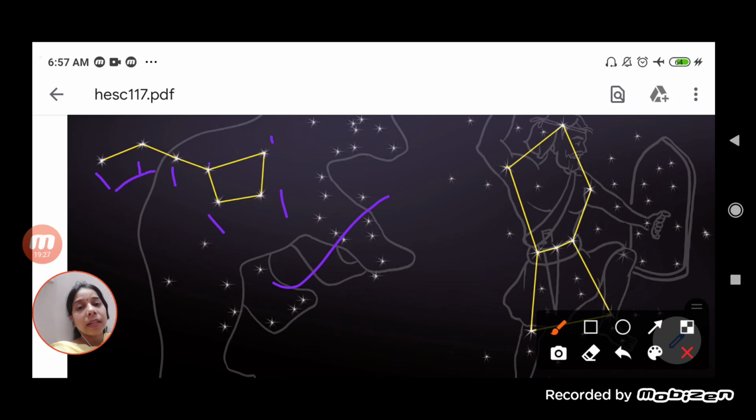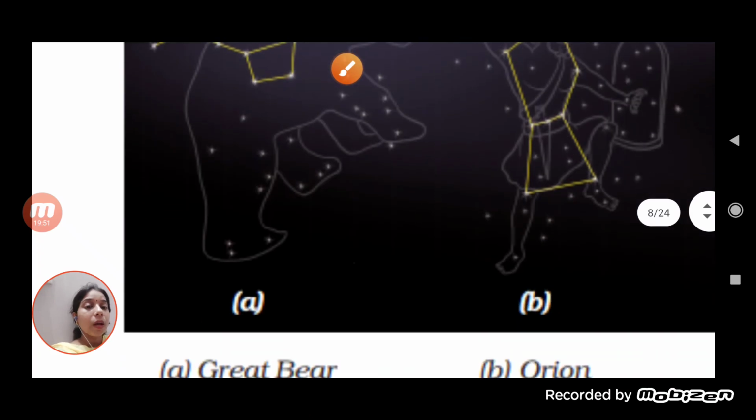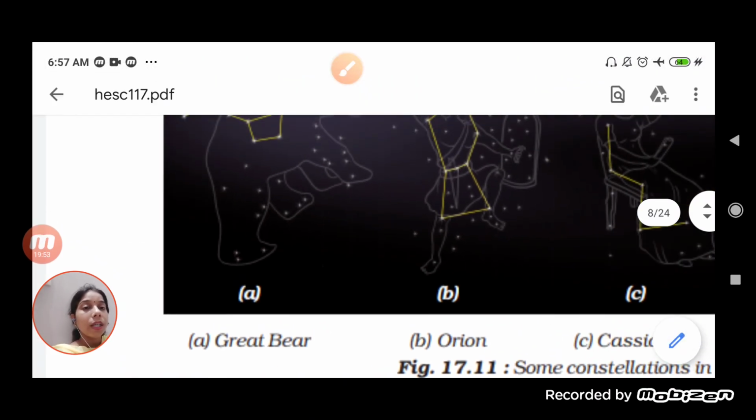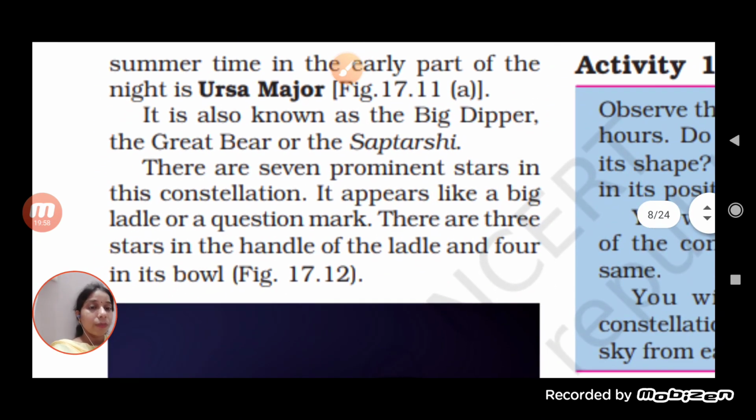spoon. This is a kind of spoon, student, or it's a kind of great animal shape. It gives the shape of a big spoon or a big bear, and because of this it is also called the Big Dipper or the Great Bear. Since it provides the shape of a great bear as well as a spoon, that's why it is also called by these names.